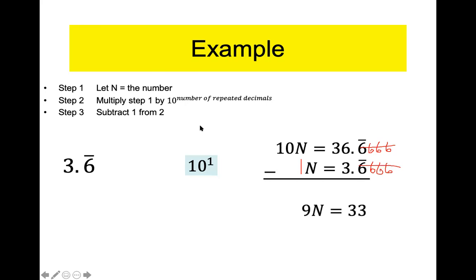Look at that. There's no more repeating decimals. That's the magic of this process. We're going to do a bunch of these. Don't panic.